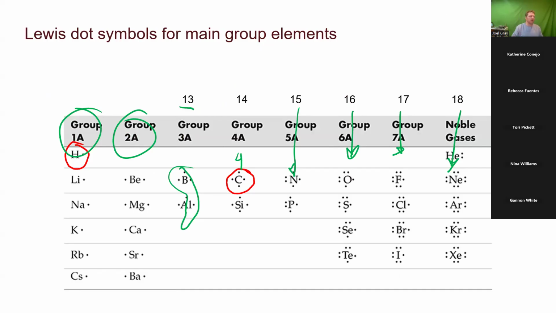So what I want you guys to be able to do is to look at the periodic table and produce this. That would be a very powerful skill for you to have. Now, is that going to be an exam question? No, it's not. But will you benefit from being able to do that? 100%.